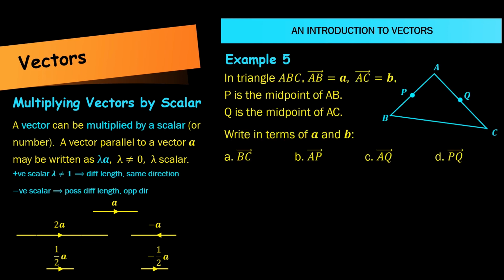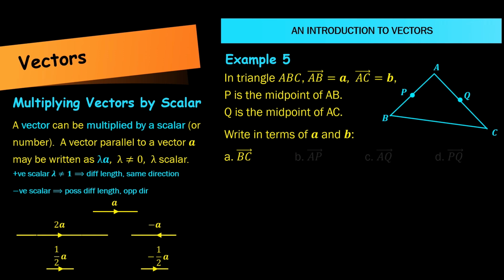Now let's have a go at another example. Pause the video and have a go. Press play when you're ready to view the solutions. So example 5 states, in triangle ABC, AB equals a, AC equals b, P is the midpoint of AB, and Q is the midpoint of AC. We are required to write in terms of a and b the vectors shown on your screen.